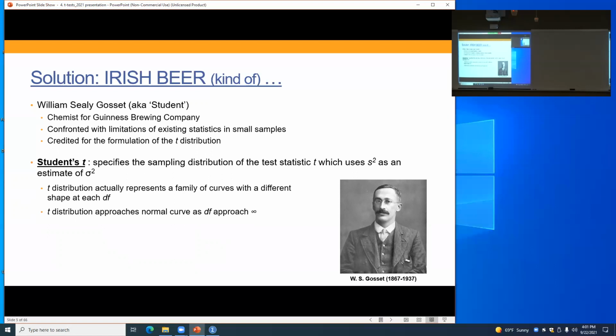The T distribution is a family of curves, right? A family of curves that have a slightly different shape based on the number of degrees of freedom in our test. Now, as our degrees of freedom approach infinity, those T distributions approach the normal curve, and they actually do so reasonably fast. We don't have to get to infinity before that starts to take place.